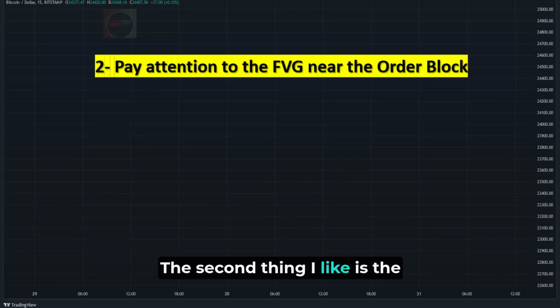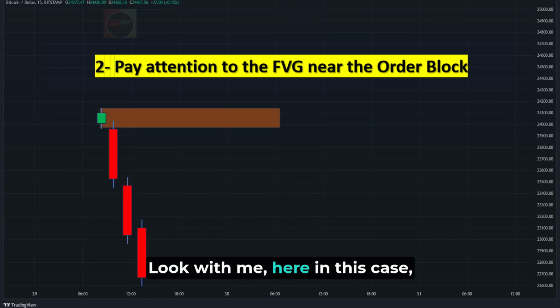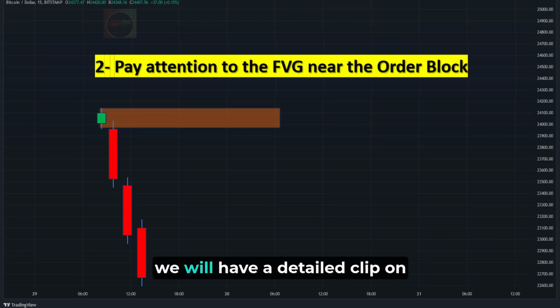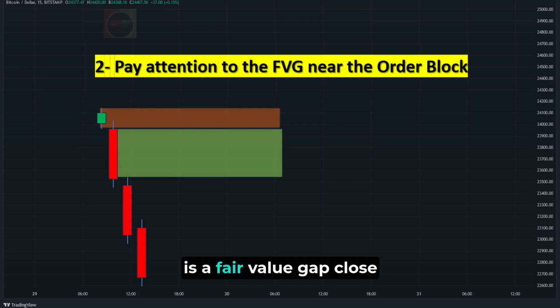The second thing I like is the fair value gap that is close to the order block. Look with me. Here in this case, there is the order block. By the way, since we started this playlist on ICT and smart money, we will have a detailed clip on how to correctly identify the order block. Look with me here. I have the order block, and here is a fair value gap close to the order block. And most of the time, when the market reaches this fair value gap, it continues until it reaches the order block. Then we always see a sharp drop from these areas.